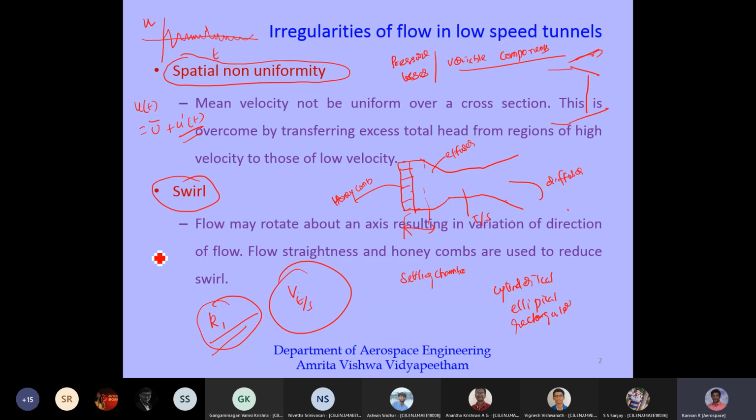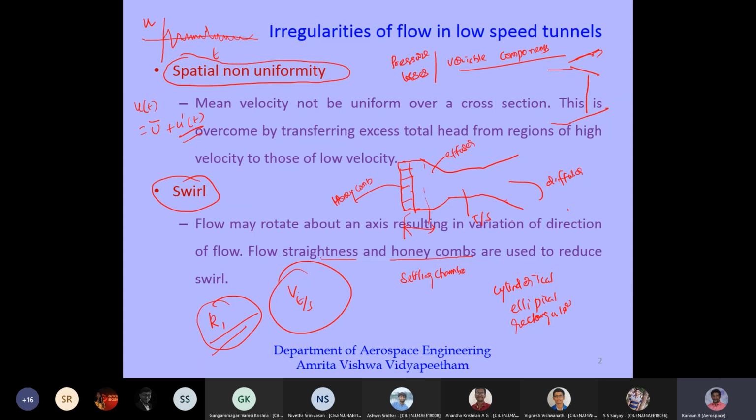Now, whatever the incoming flow, for example, let us take our lab condition. In the lab condition, whatever air is entering through our door, if it is subjected to a rotation, an axis rotation, automatically that's going to reflect in the test section. If you want to reduce that, we are going to use flow straightening honeycombs, and that's going to reduce it. That's the purpose of your honeycomb section.